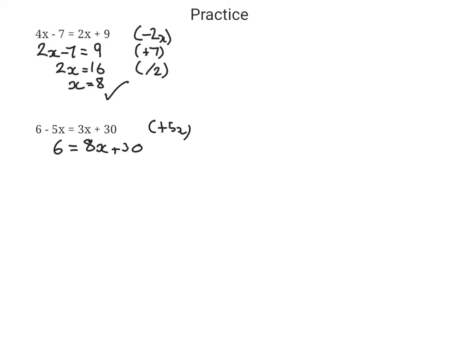So now I'm going to cancel out the adding 30 by subtracting 30, which is going to give me minus 24 equals 8x. We're now going to cancel out the multiplying by 8 by dividing by 8 to give me minus 3 equals x. But remember, x must come first, so it's actually x equals minus 3.